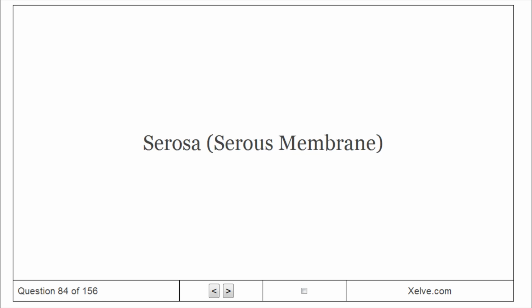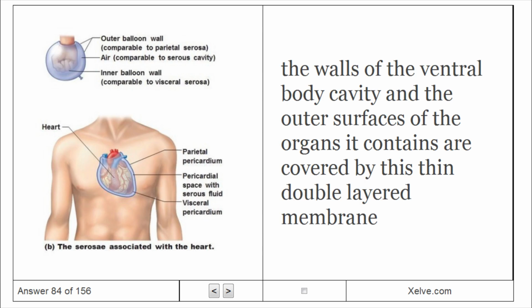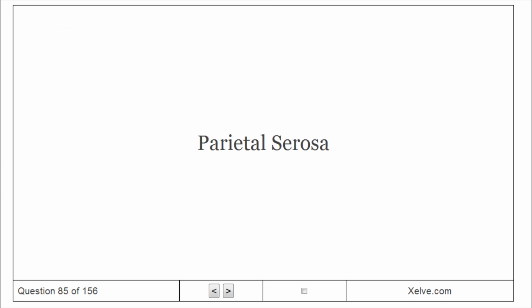Serosa, serous membrane. The walls of the ventral body cavity and the outer surfaces of the organs it contains are covered by this thin double-layered membrane. Parietal serosa lines internal body walls. Visceral serosa covers the internal organs.